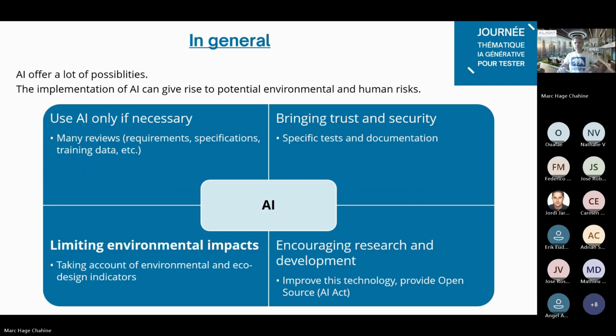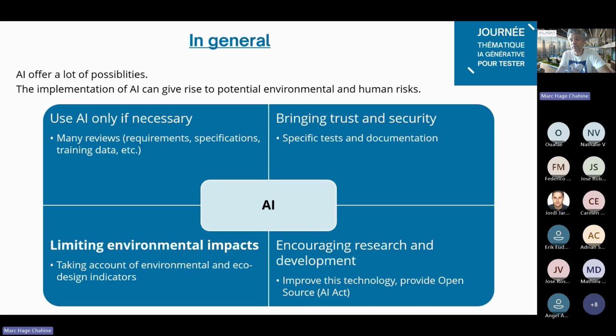So, what is the impact on testing of all these standards and reference frameworks? If we don't talk about GenAI, it's really: use AI when it's necessary. Use it, but use it when it's needed. And you have to bring trust and security. If the users don't trust you, they won't use you. I'm not trusting some companies like Facebook, Meta, and so on, so I don't use it.